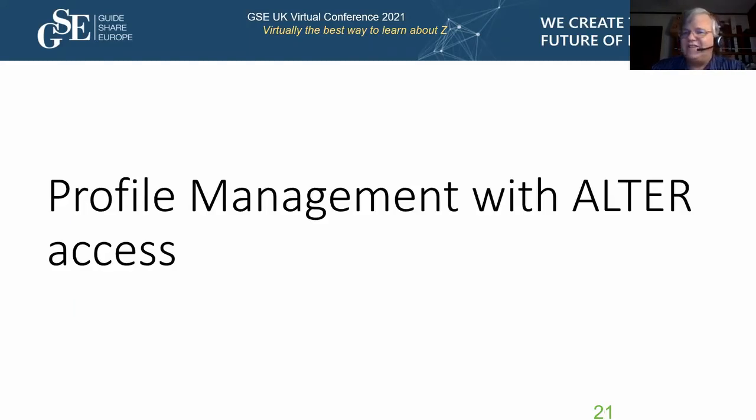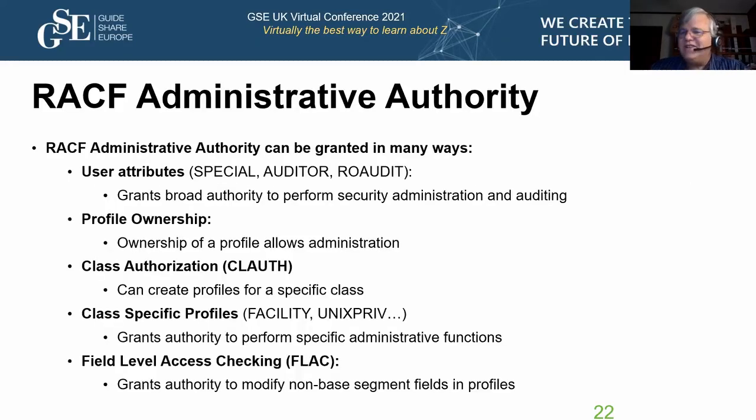All right, next topic. Alter access for discrete profiles. This is something that has been a requirement for many, many years. So think about it. We have this thing in RACF called administrative authorities. Administrative authority allows you to do something that sets, alters, or changes a security setting for your environment. Examples of that would be having the special attribute or having the auditor attribute. These let you set system-wide RACF security options.